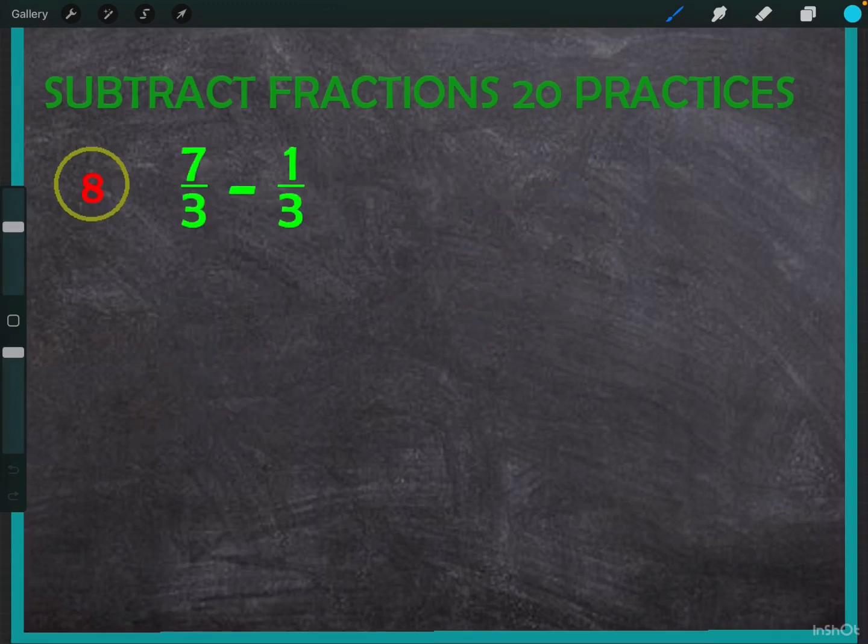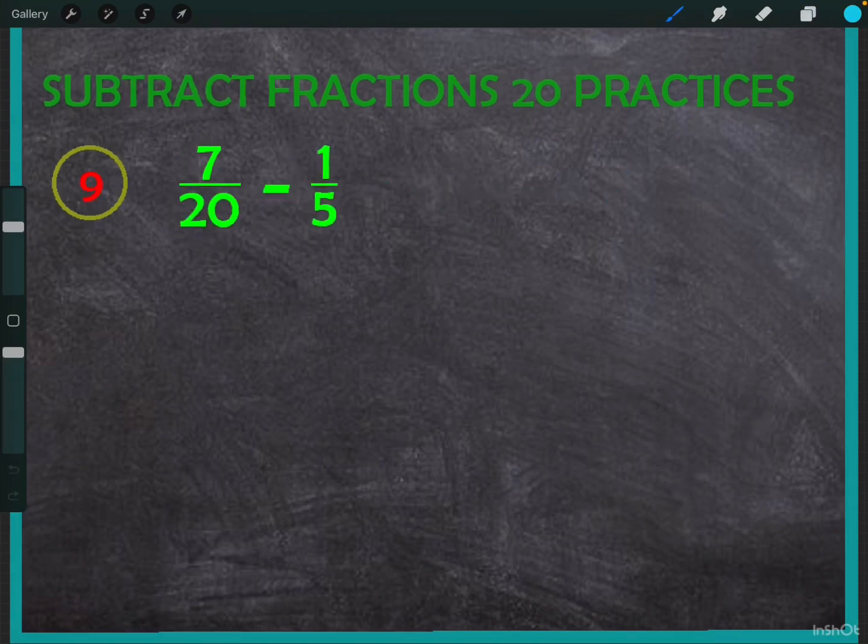Practice number 8, 7 over 3 subtract 1 over 3. These two fractions have the same denominator, which is 3. So it's easier, we just go ahead and subtract them. So we will keep the denominator the same, number 3, and then we will subtract the two numerators. 7 subtract 1 is 6. 6 over 3 is 2. So 2 is the answer for practice number 8.